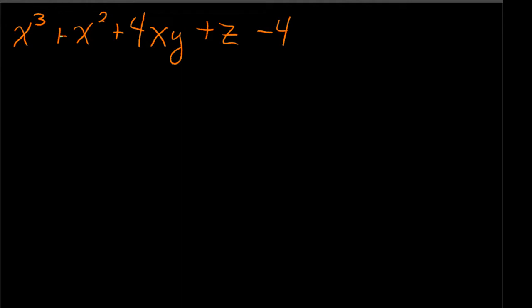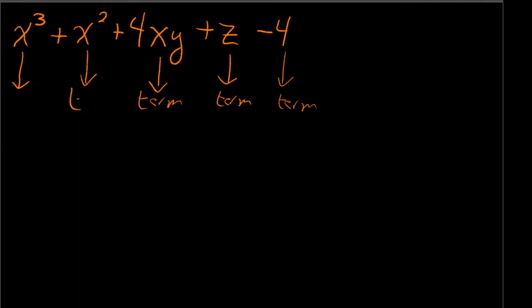And so each of these things separated by the addition signs or the subtraction sign is a term. And that's a term. This is a term. And this is a term. And so on and so on. Now, this term has two variables, x and y, and a constant of 4 that is multiplying it. Well, this term is just a constant, -4.